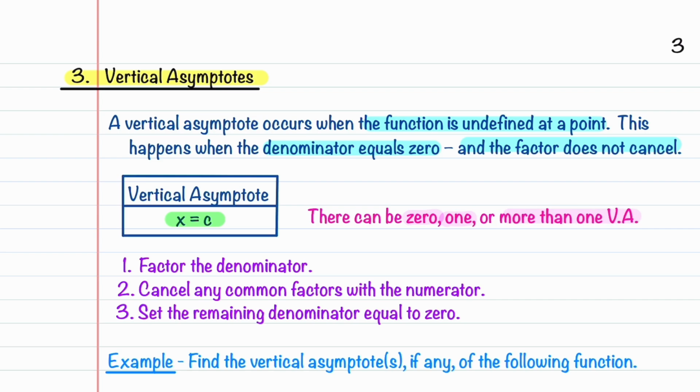When you're working with a rational function, to find a vertical asymptote, there are 3 steps that you can follow. You're going to factor the denominator, you're going to cancel any common factors, and then you're going to set the remaining denominator equal to 0. Let's look at an example and see how this works.